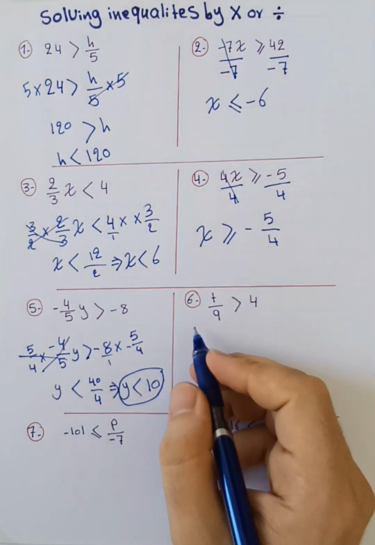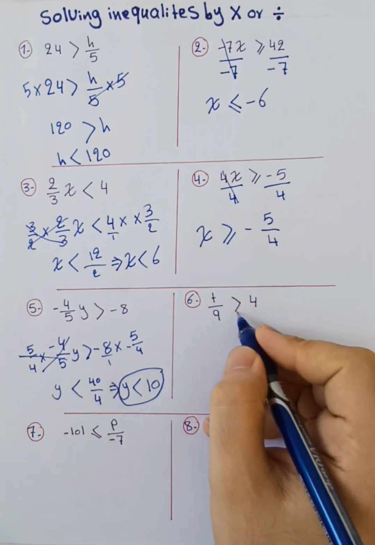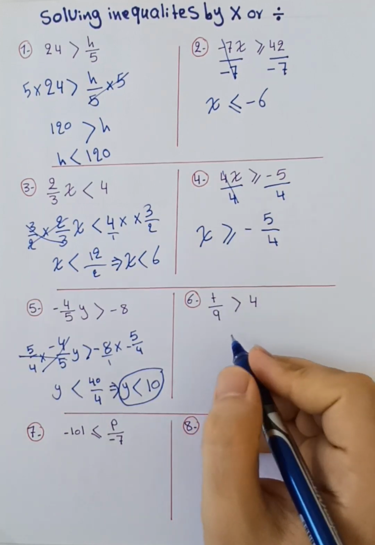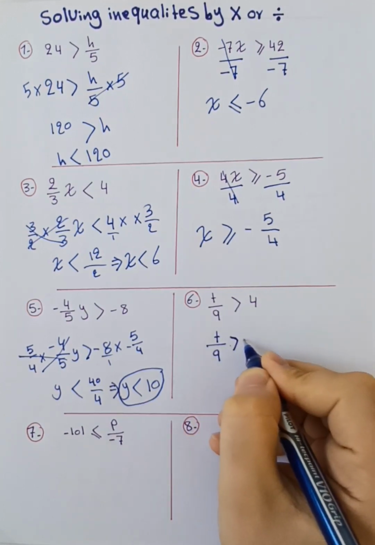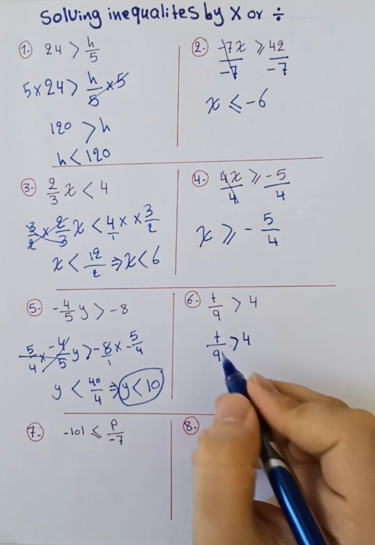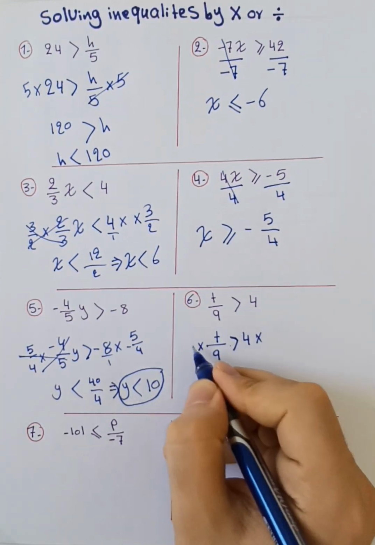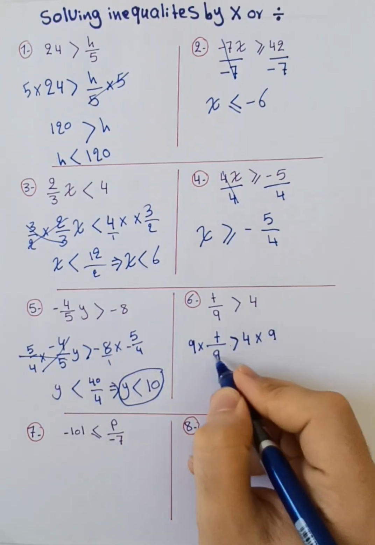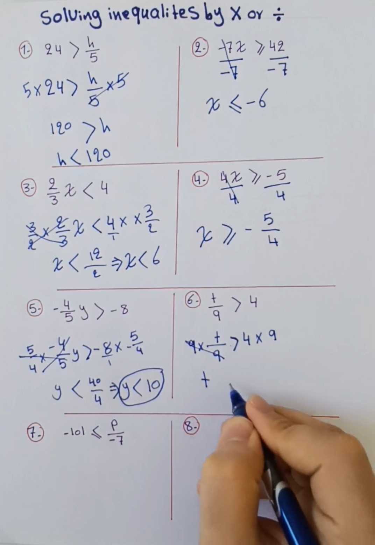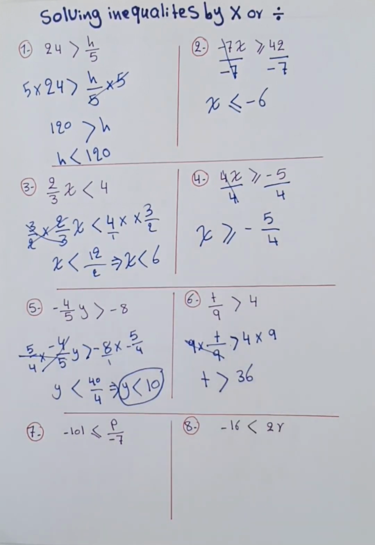Example number 6, we have t out of 9 greater than 4. We have division, so we have to multiply both sides by 9. These two 9s are reduced. t stays greater than 4 times 9 equals 36.